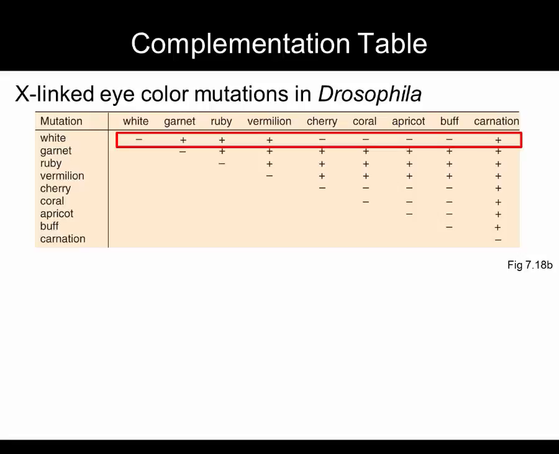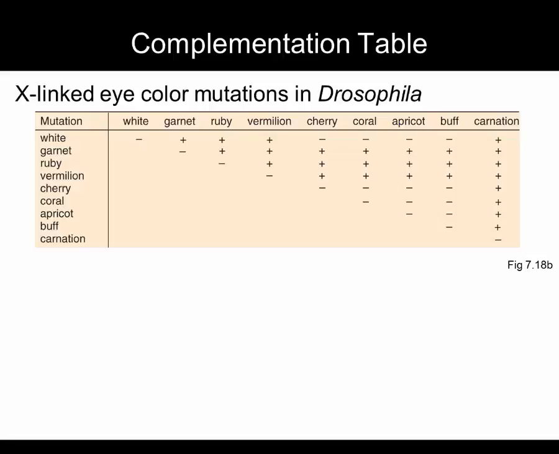Let's look at the top row. Of course, crossing two white flies just yields more mutants, but mating a white fly with a garnet, ruby, vermilion, or carnation fly gives wild-type offspring. So the mutations that give rise to those four phenotypes are not in the white gene. However, cherry, coral, apricot, and buff flies do not complement with white flies. We say that they are all in the same complementation group. They are all alleles of the same gene.